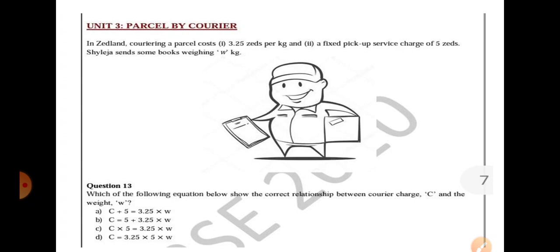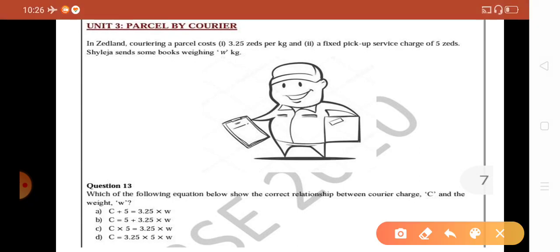So Shailaja sent some books weighing W kg. The first question is, which of the following equations shows the correct relationship between courier charge C and the weight W? As we are given that the charges are 3.25 Zs per kg and a fixed charge of 5 Zs for the pickup service, for W kg weight you have to find the equation.